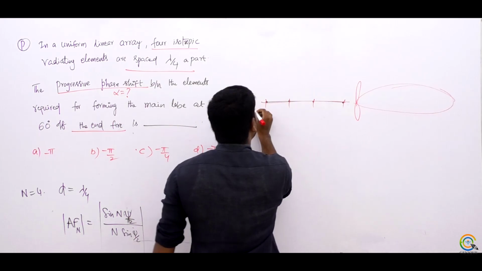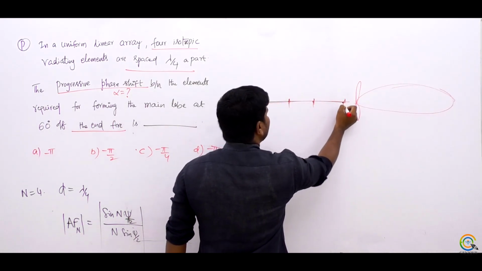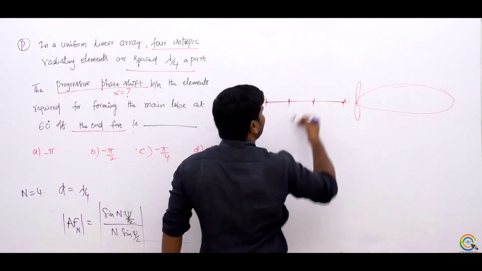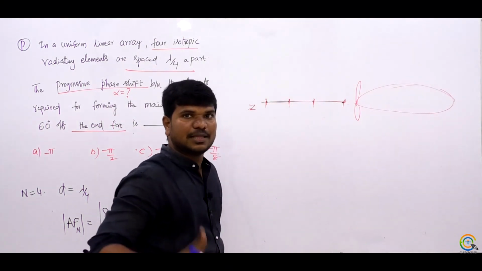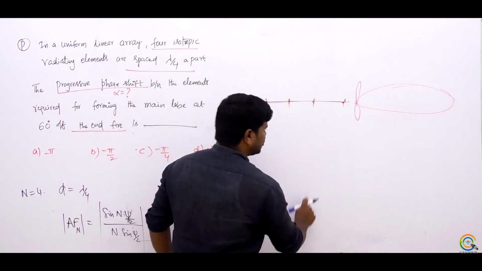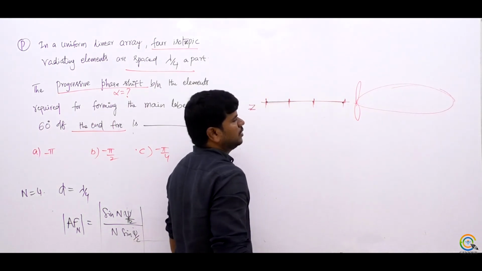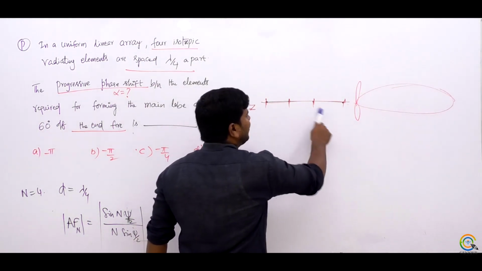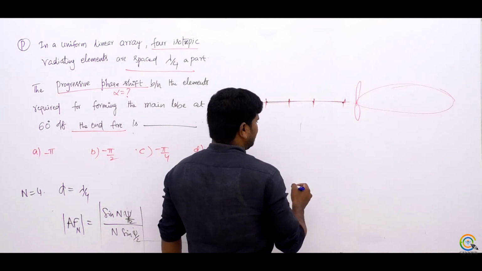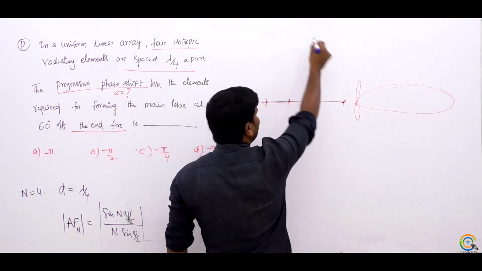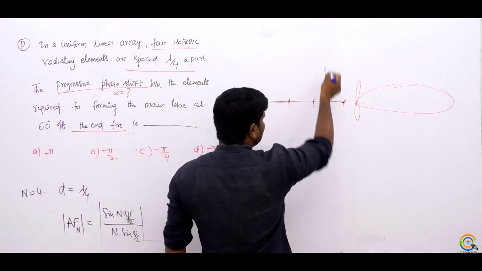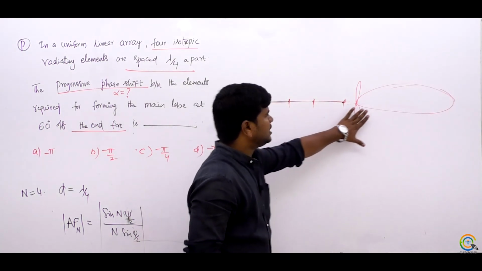Let us suppose this is the Z axis. In this, the 4 elements are placed. The broadside array direction will be this one. Don't think that in the previous case we have taken like this, but the axis is like this, so that's why we have taken like this. To avoid confusion you can also take this direction. The end fire array radiation pattern will be like this.